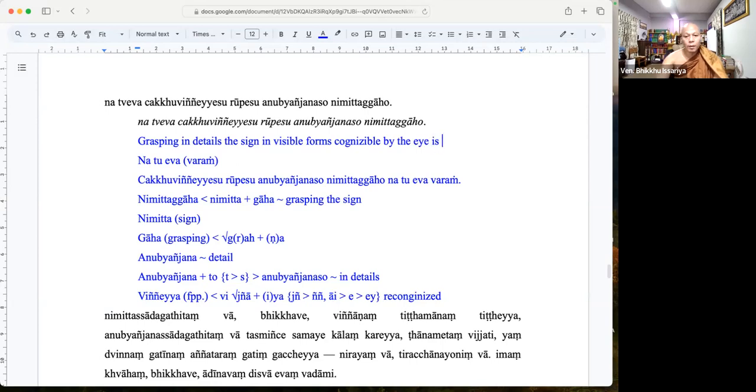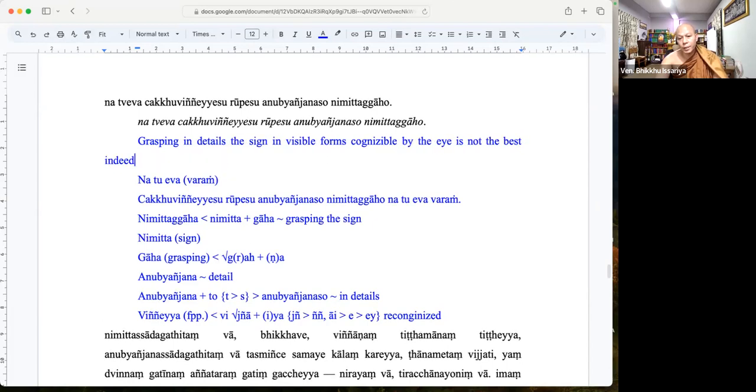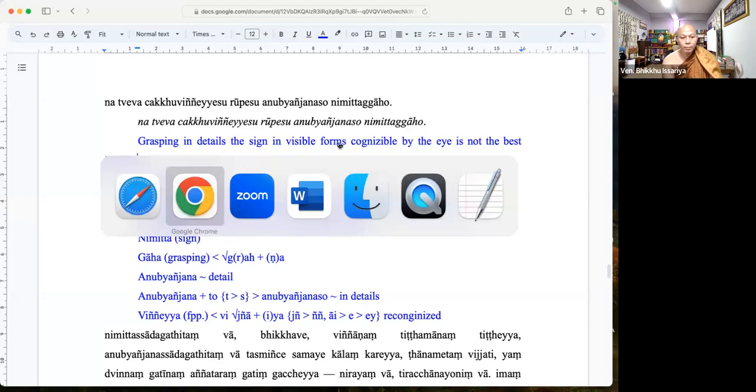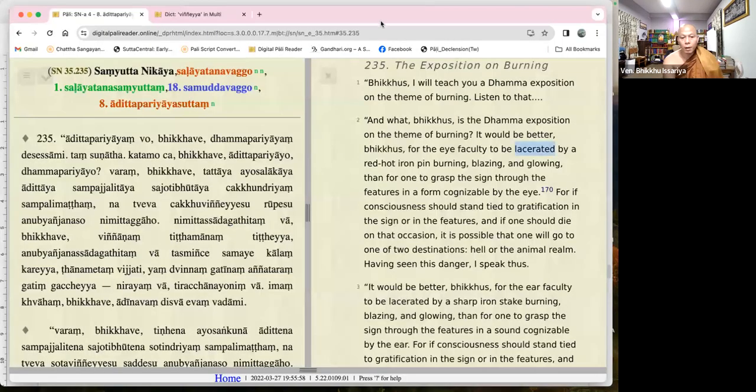is surely not the best. Is not the best indeed. Not agree with. So in this way. So grasping in detail the sign of the sign in the visible forms cognizable by the eye is not the best. So that one in the commentary. Okay, now scholar translation is here, you see.